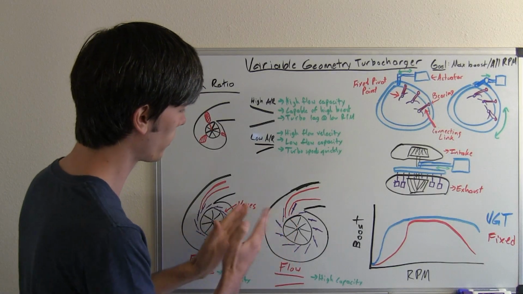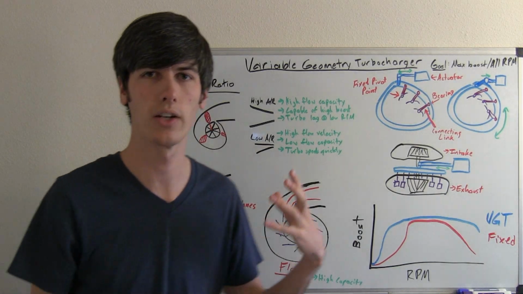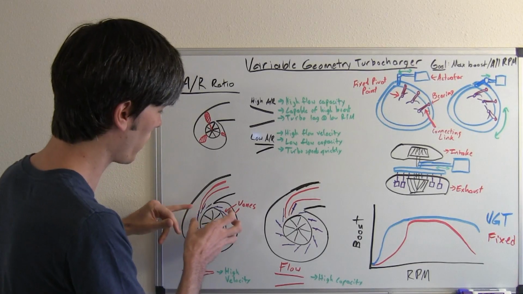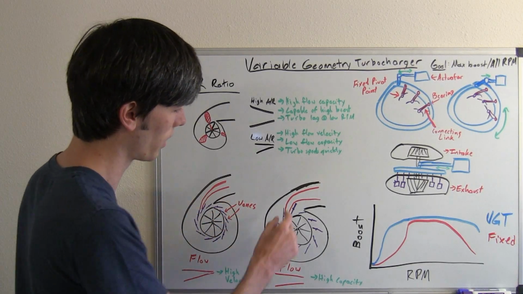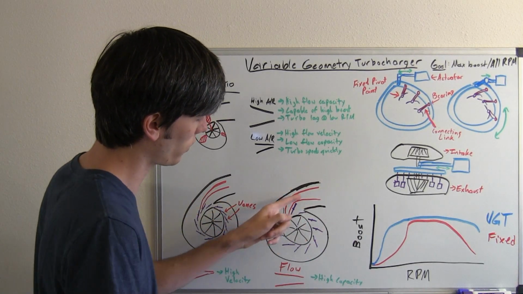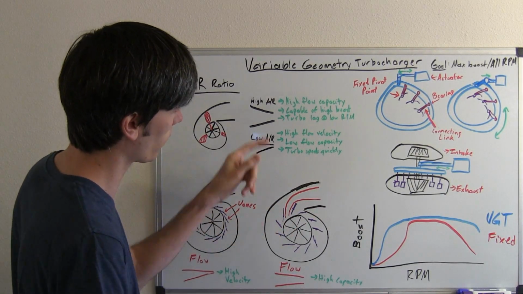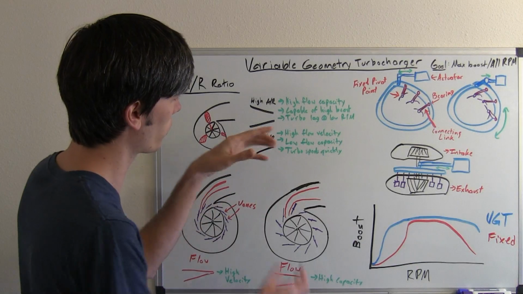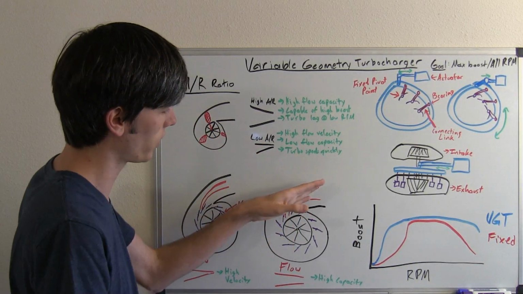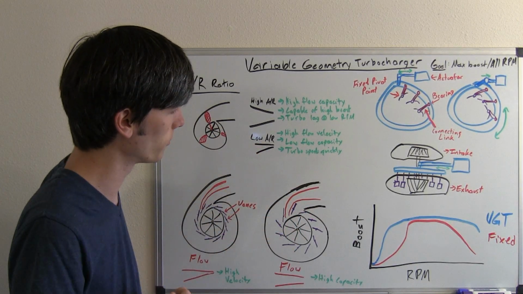So what this does is as your RPM increases and your exhaust flow increases, these vanes slowly begin to rotate open and open up like this. So here you can see the path the exhaust gas takes versus over here is much wider. So it's changing the AR ratio, and you're allowing for a greater capacity of air to travel through this turbo.